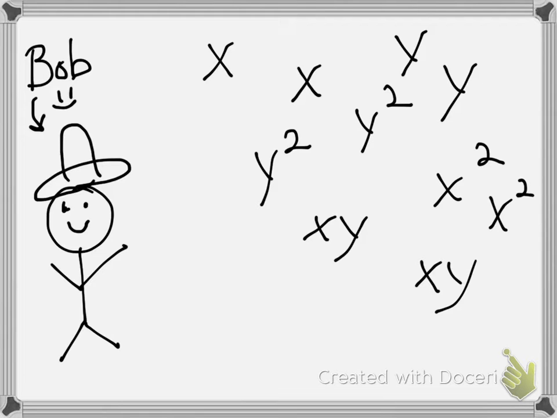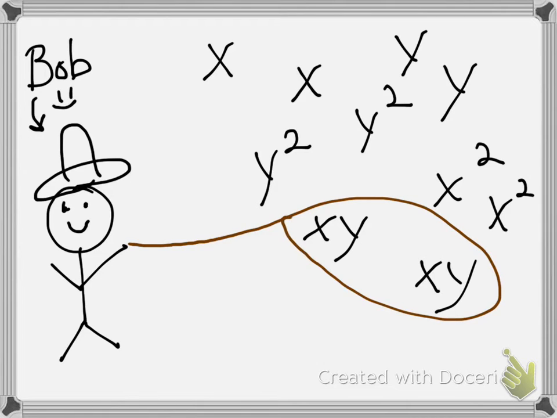So Rancher Bob is going to have to get his like terms grouped together. So let's see where we want him to start. So let's get our lasso out. And he says, looks like I've got some XY's down there. So I'm going to lasso those together. All right. So he's got those together. They're now separated from everybody else. Okay. So good for them.